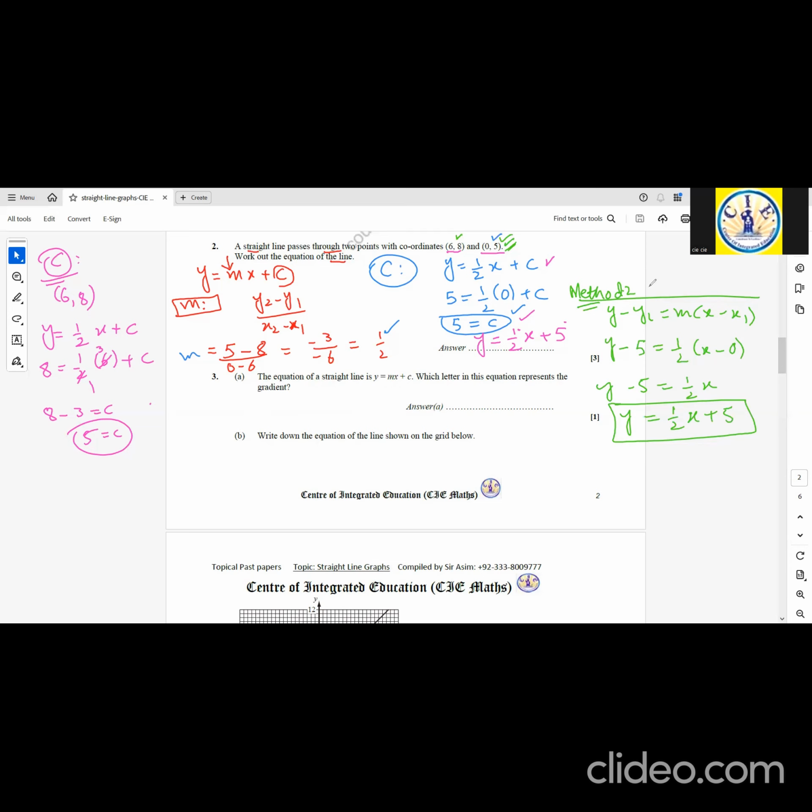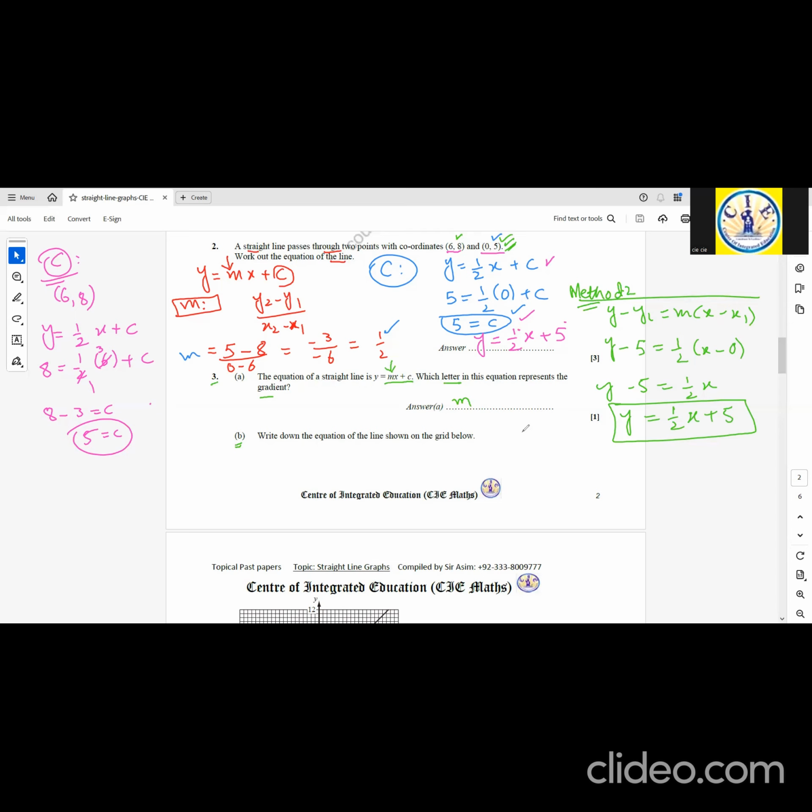Okay. Now it's question number 3, part A. The equation of a straight line is y is equal to mx plus c. Which letter in this equation represents the gradient? As we have been doing, m represents the gradient. Write down the equation of the line shown on the grid below.